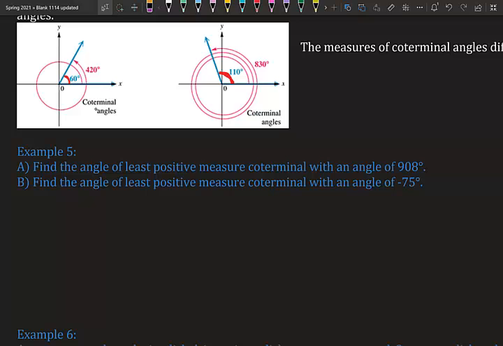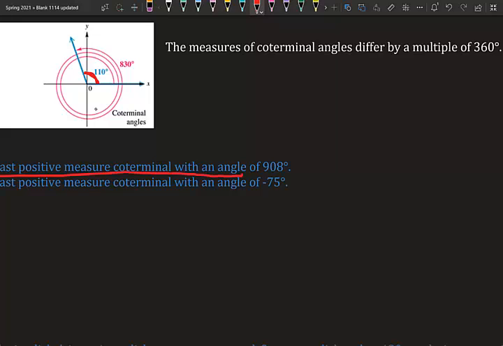So to find the angle of least positive measure of a coterminal angle, what that means is you want an angle that is between 0 and 360 degrees. So you want your angle, aka theta, between 0 and 360. So that means we need to just subtract or add 360 until we get into that range.